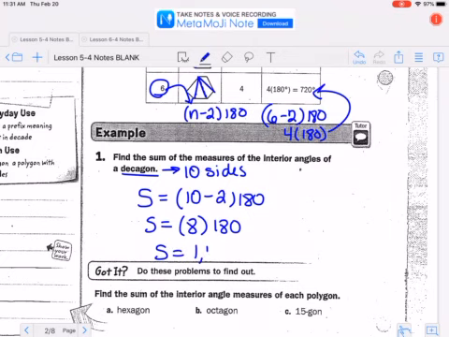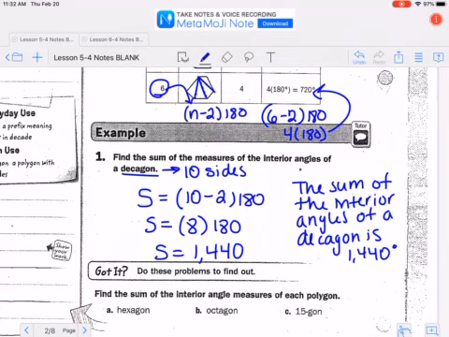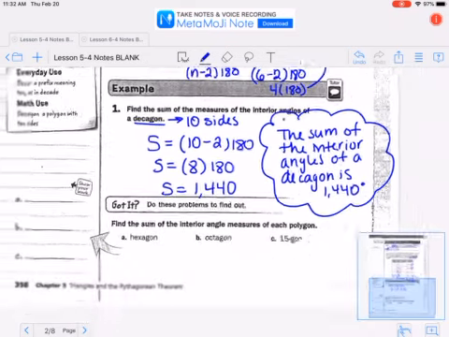is 1,440. So that would mean the sum of the interior angles of a decagon is 1,440 degrees. So that would be our final answer.